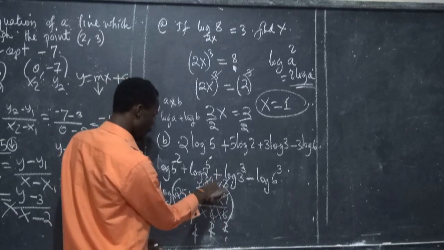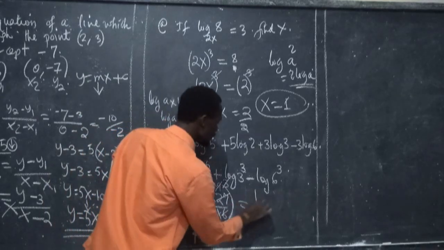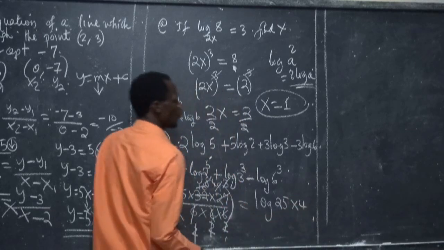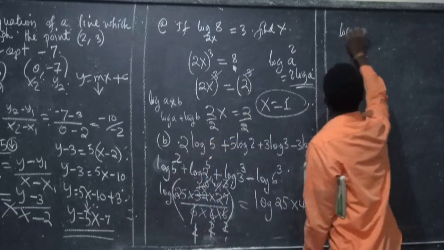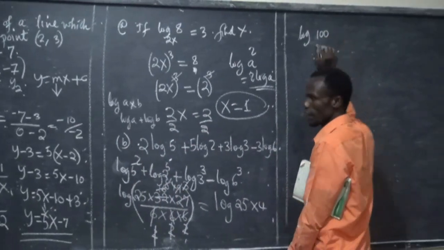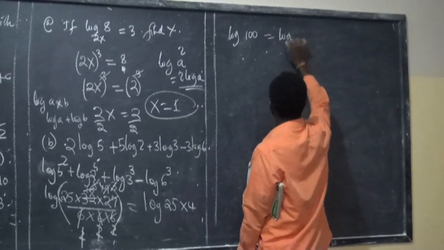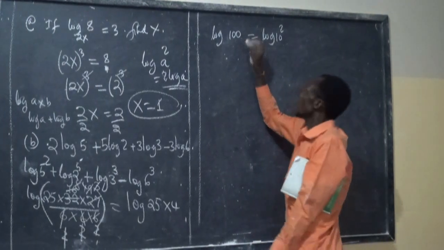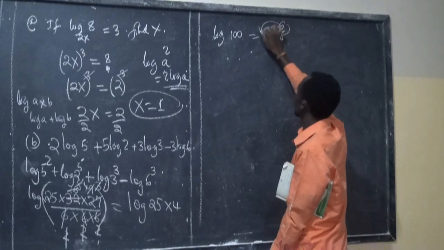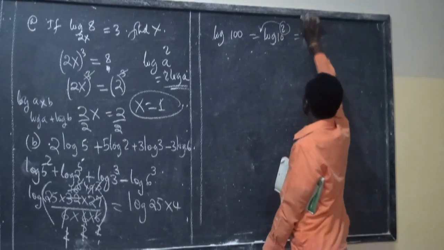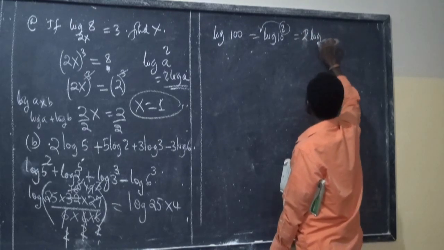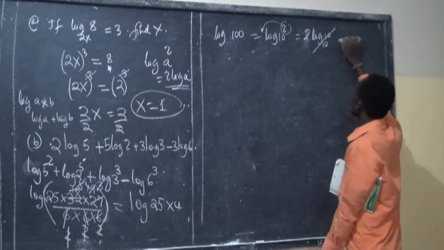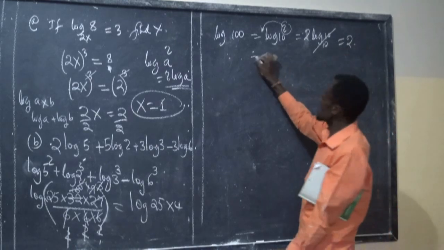By 2 here, 4. Then we remain with log of 25 times 4, which is equal to log of what? 100, which is equal to log of 10 power 2, because 100 is 10 power 2. Now this 2 is taken back here. Then we have 2 times the logarithm of 10 to base 10. Then this will go away, and we remain with 2. Now our answer is equal to what?